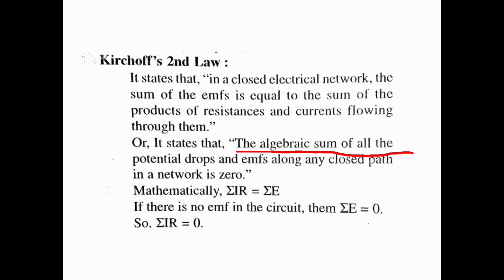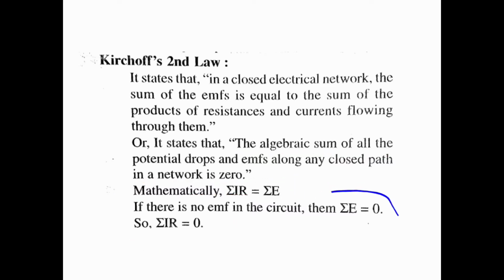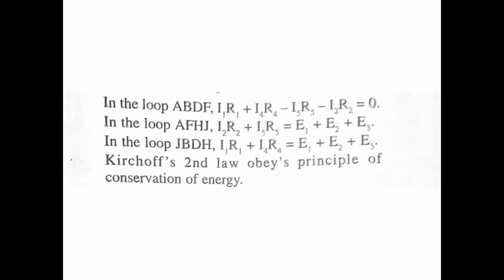So here the mathematical condition is that the summation of I into R, that is current into resistance, is equal to the summation of EMF. If there is no EMF in the circuit, that means EMF is not present there, then the summation of E is equal to 0. So the summation of IR is equal to 0. Okay, can you understand this?